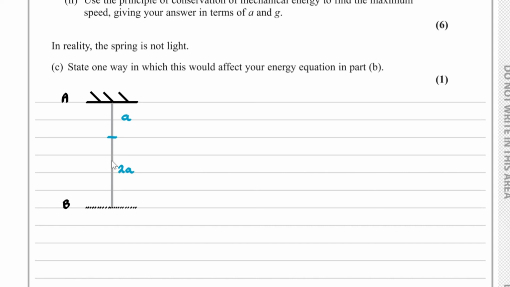So here we've got A and B. We've got the natural length being A and the extension when it's at the point B being 2A. In fact, let's show the lengths with double-ended arrows. We've got A and we've got 2A. Now what we need to do is find the modulus of elasticity in the spring.